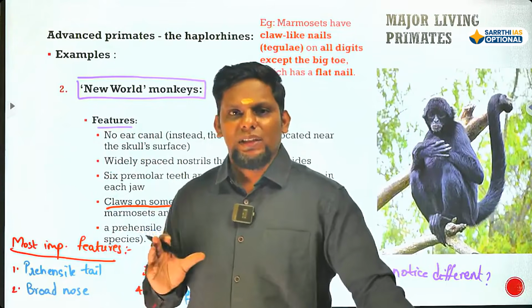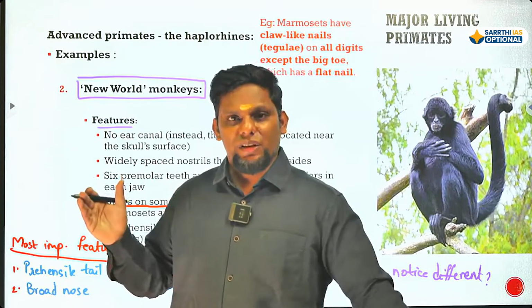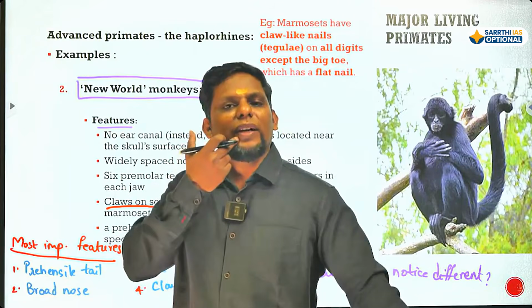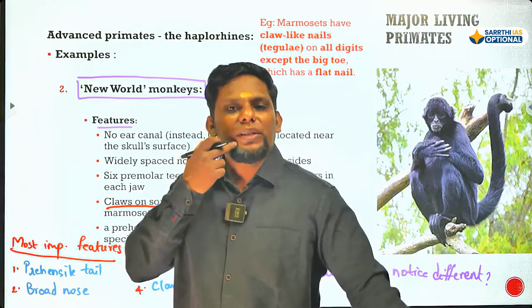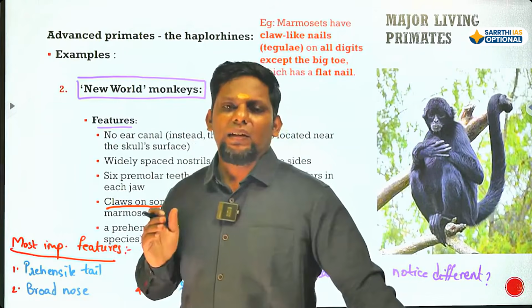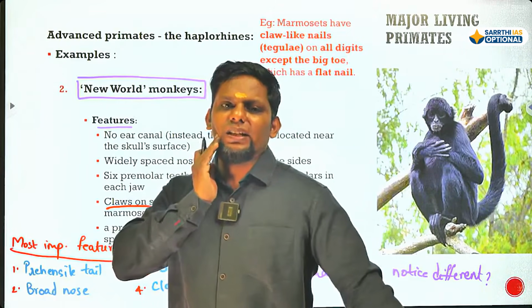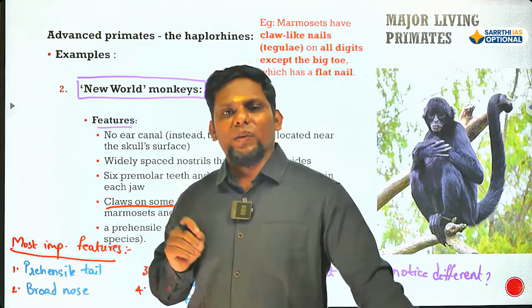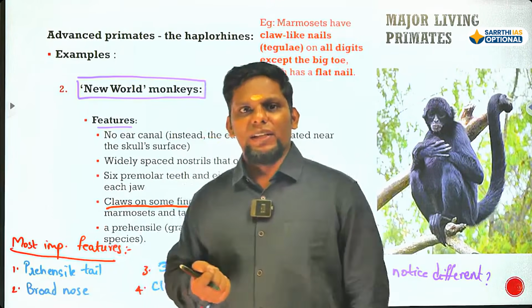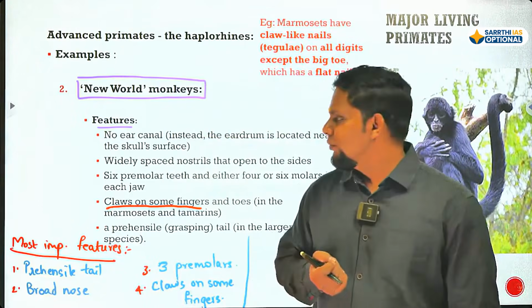The rest don't. And they also have 2133 generally, which is their dentition. Two incisors, one canine, three premolars, and then three molars. Is this kind of clear? So that is that. Old World monkeys you will see 2123. Here you see 2133. Is that clear?